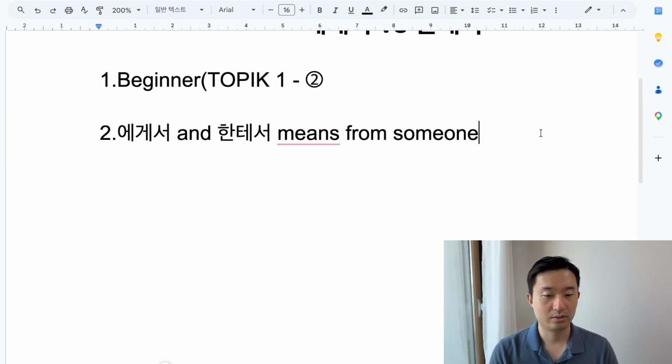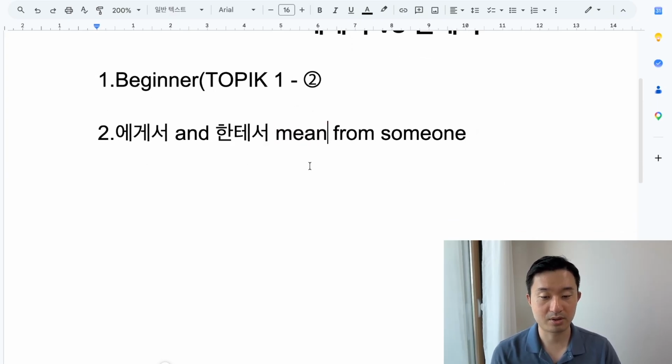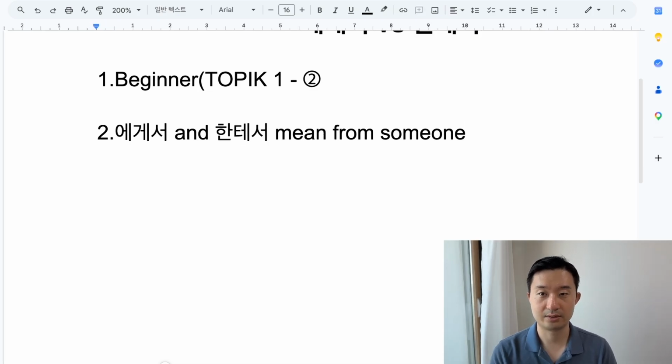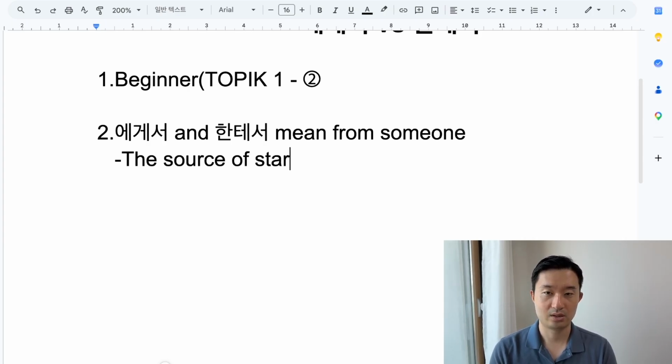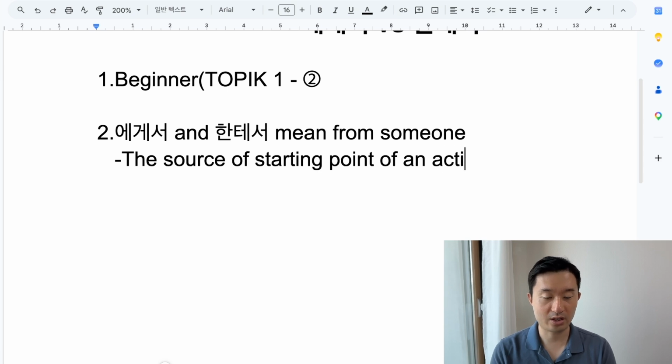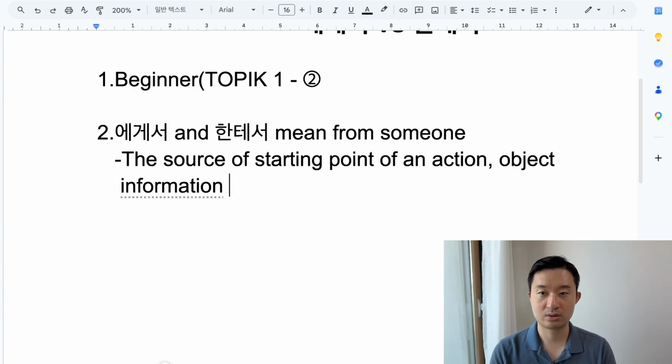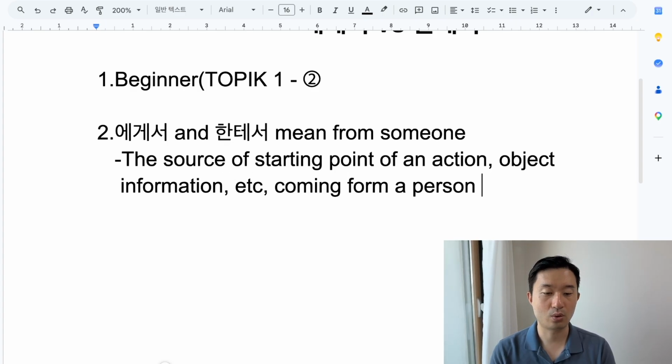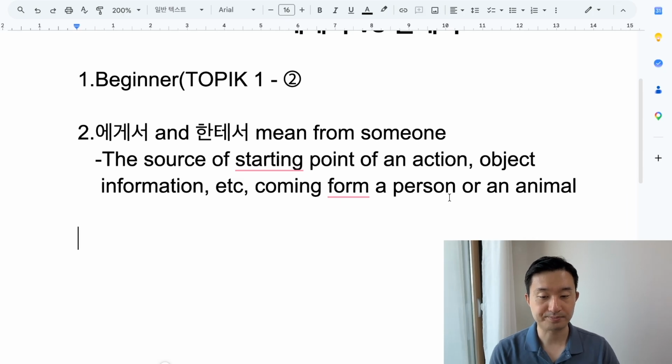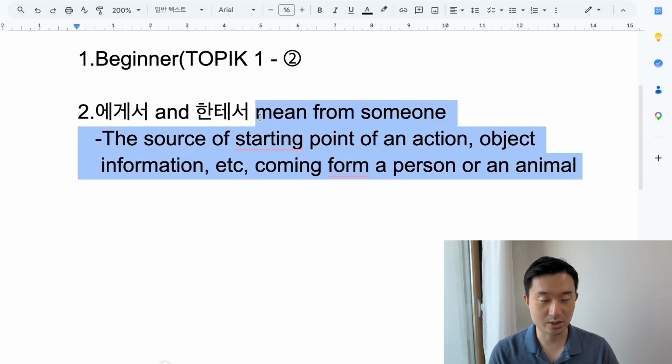So from someone, from someone what? If I lay it down in the detailed way, it is the source or starting point of an action, object, information, etc. Like coming from a person or an animal. So, is this one making sense?